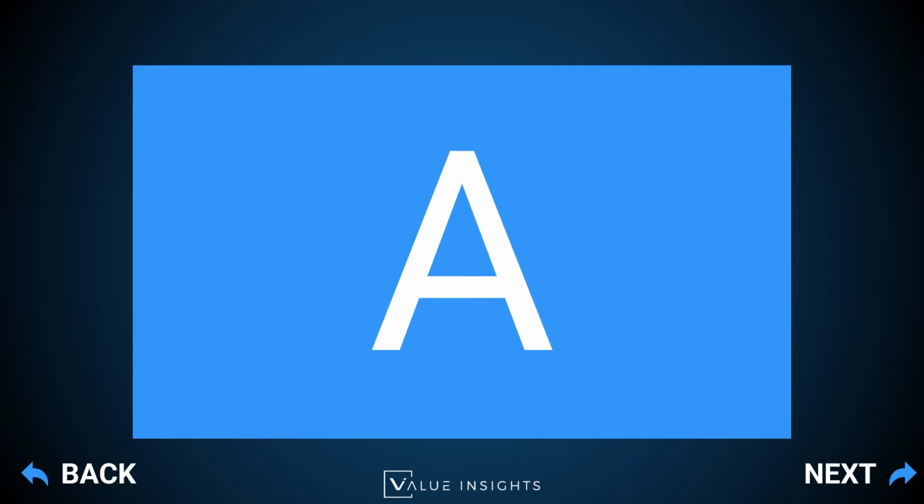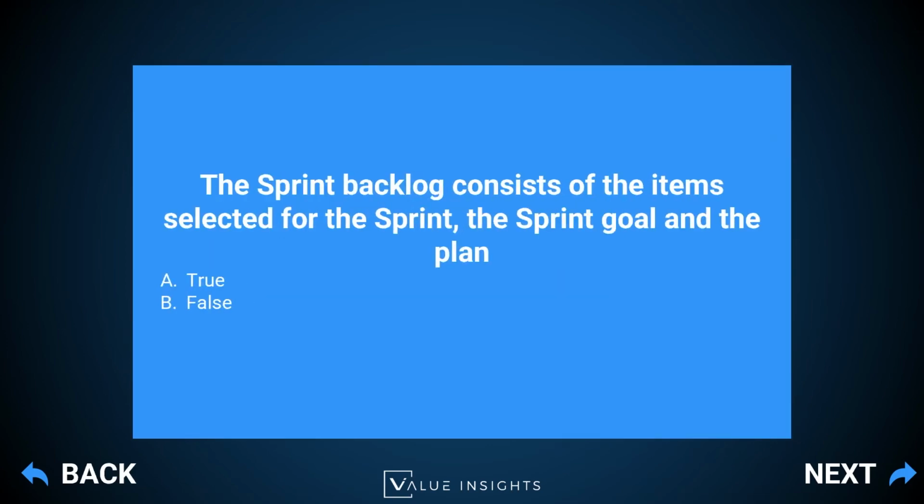And here we have answer A. So for one time, this is a true statement. The sprint backlog actually consists of 3 elements. Items selected for the sprint, those are your sprint backlog items. Your sprint goal, and the plan on how actually to get those items to done. So those are the 3 components that you have in your sprint backlog. Therefore, this is a true statement.